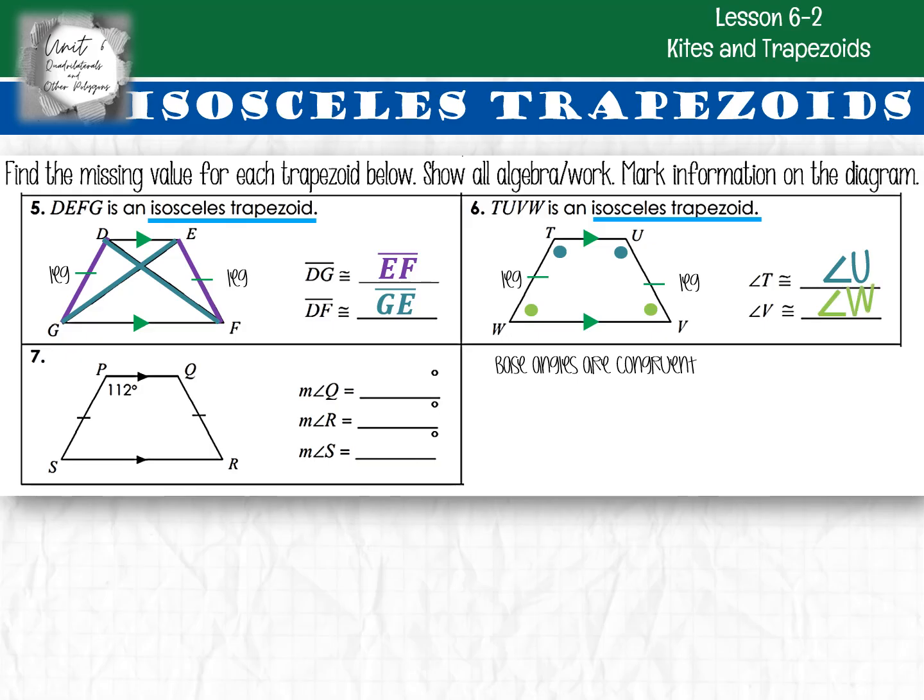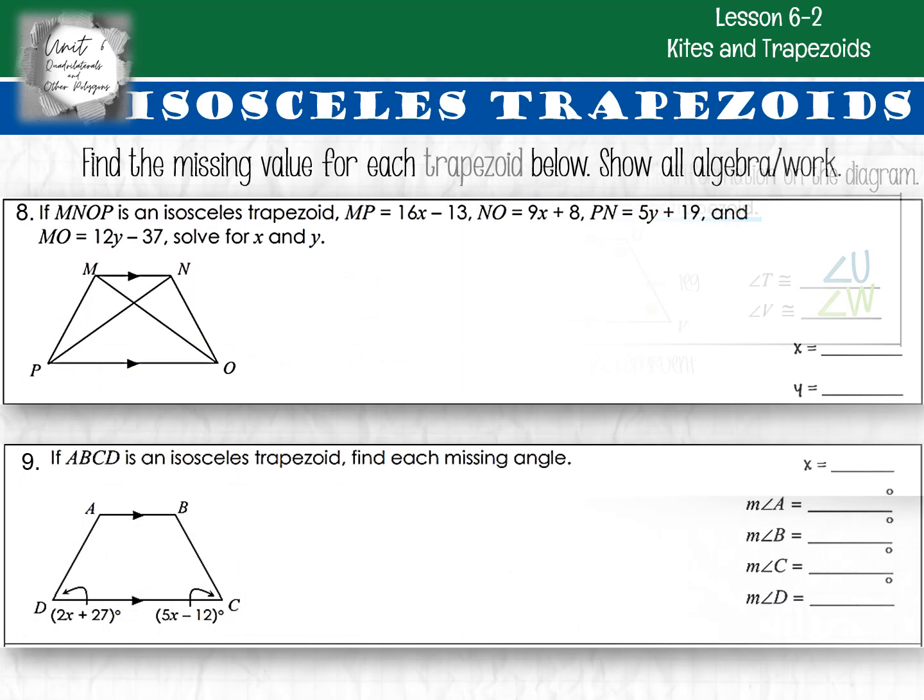Number 7. We're looking for all the missing angle measures. The quickest one, base angles are congruent, is going to give us that 112. For the other ones, we know that consecutive interior angles between the bases are going to be supplementary. So let's subtract the 112 from 180. We get 68, and that's the measure of both angle R and angle S.